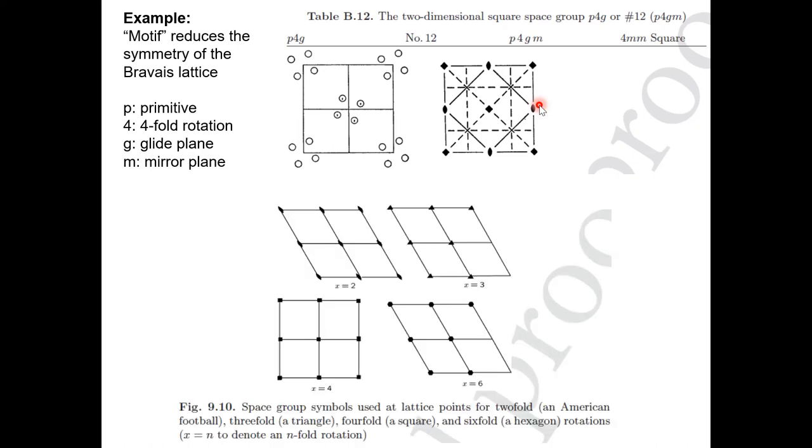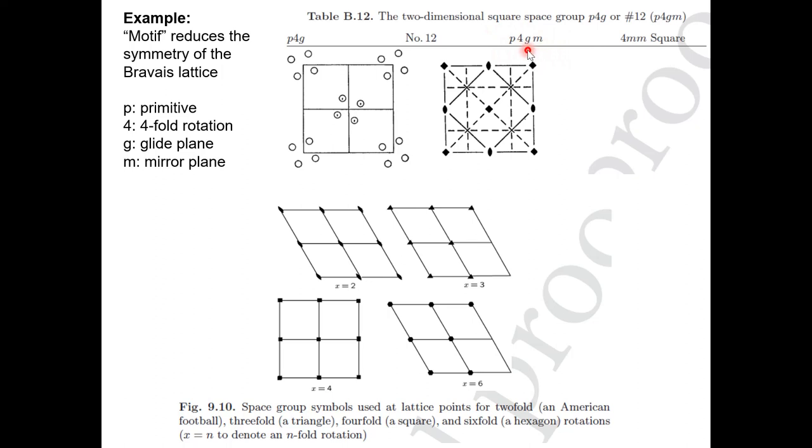So these different symbols indicate the rotation symmetry of the lattice, in the sense that when you have something like an ellipse, you have a twofold axis. When you have a triangle, it's a threefold axis. When you have a square, it's a fourfold axis. And when you have a hexagon, you have a sixfold axis. Okay. So what else? I mean, this group is P4gm.